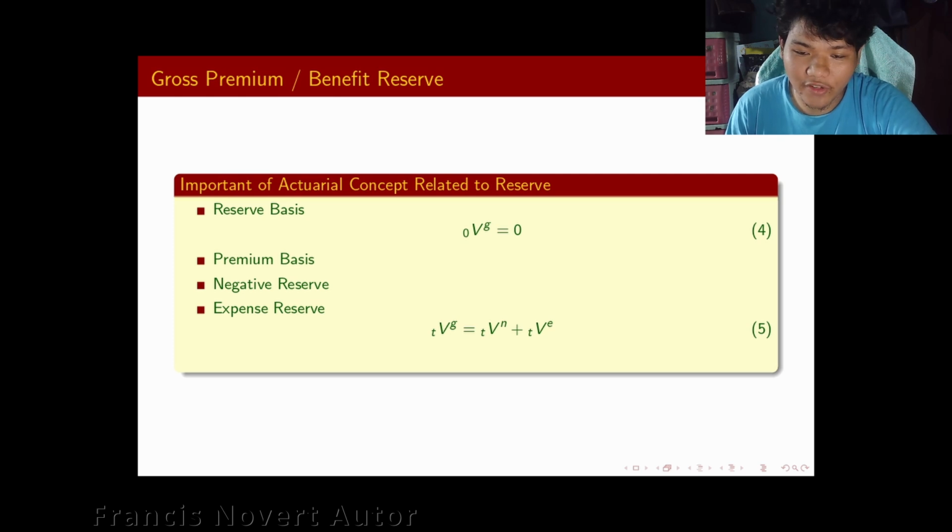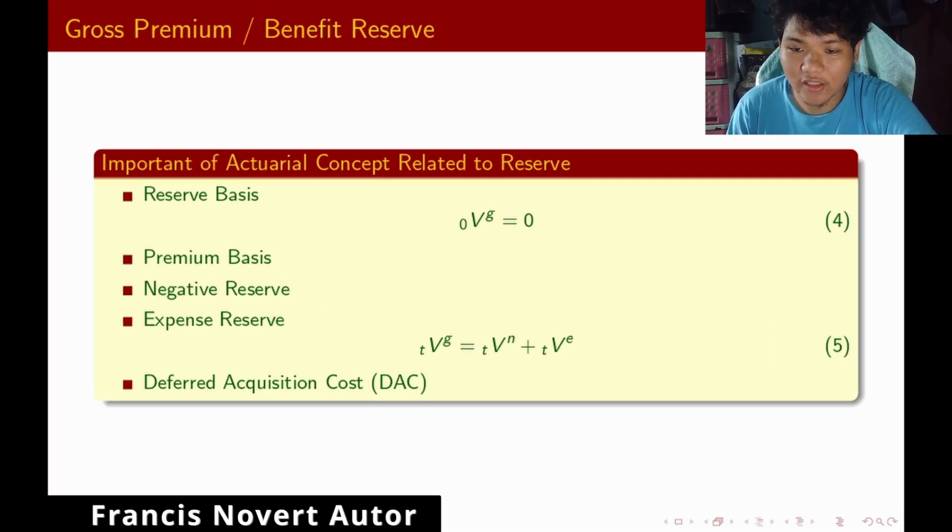Finally, we have the deferred acquisition cost, or the DAC. It allows the insurers to spread out the high initial cost of acquiring policies, such as commission and underwriting expenses, over the policy's duration, making financial reporting more stable.